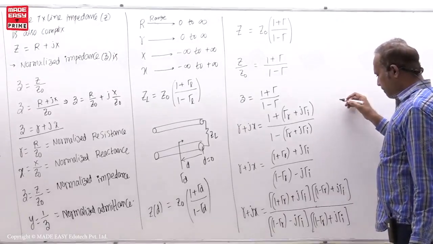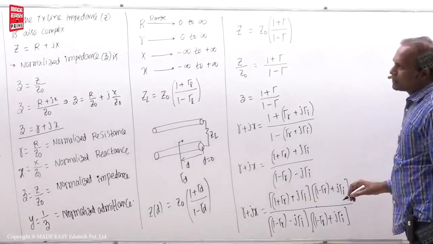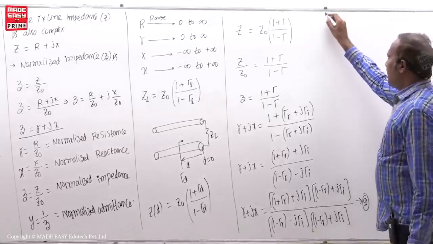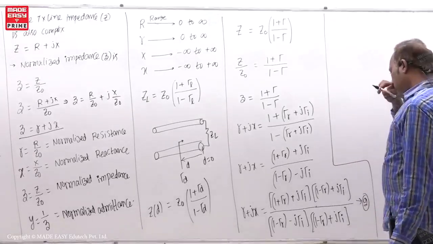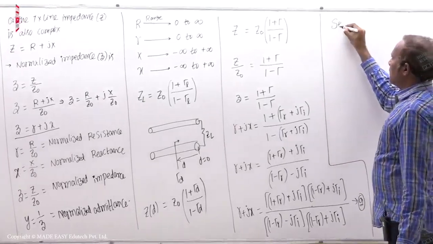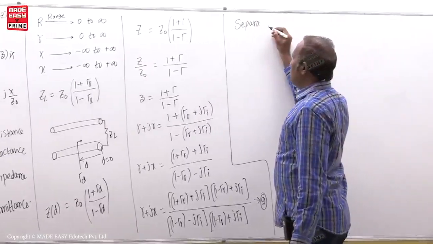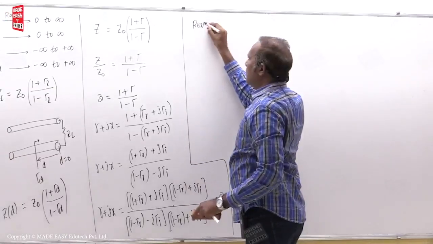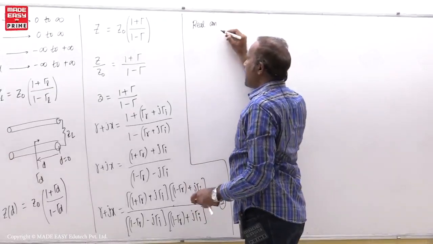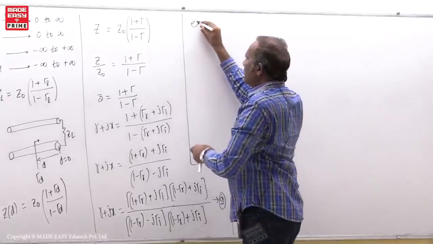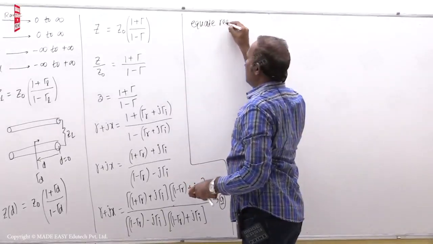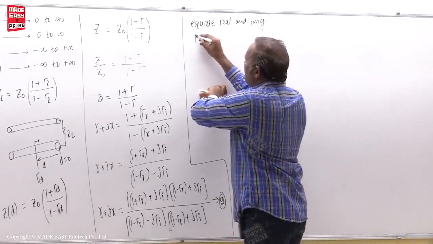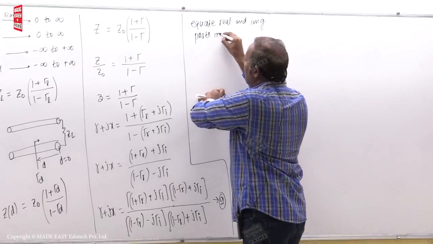Okay, shall I give a name to this? Equation 1, equation 2 I will give. I will write like this: equate real and imaginary parts in equation 2.